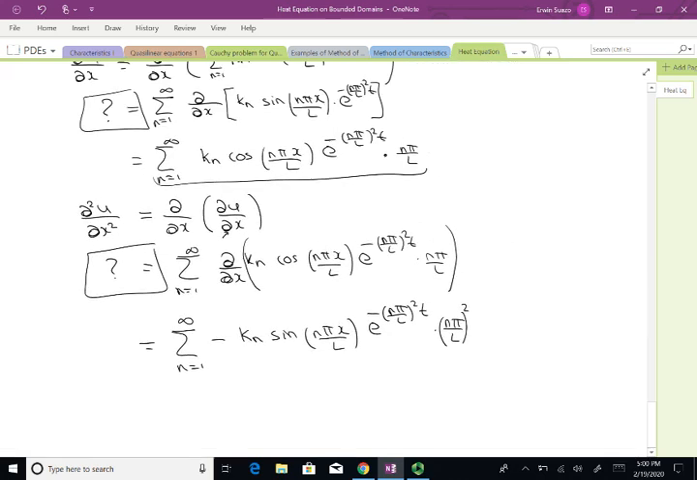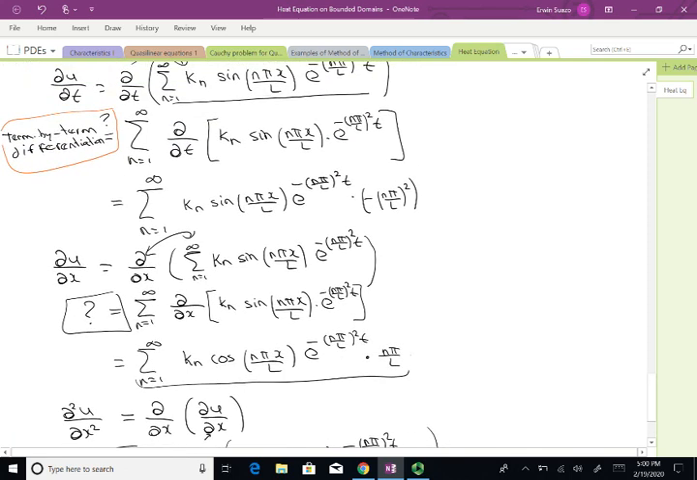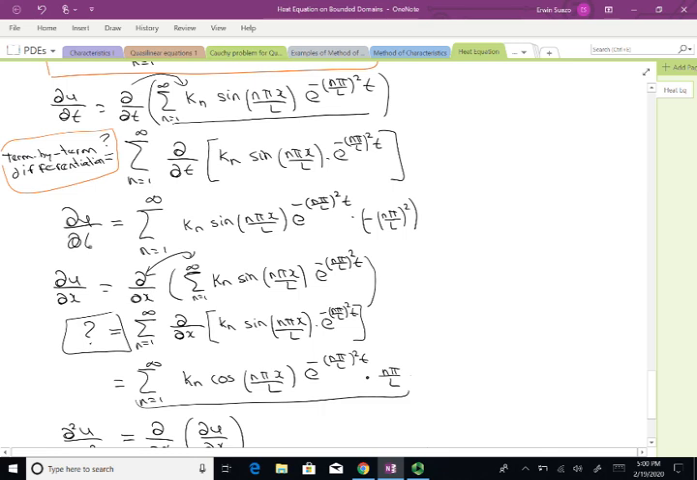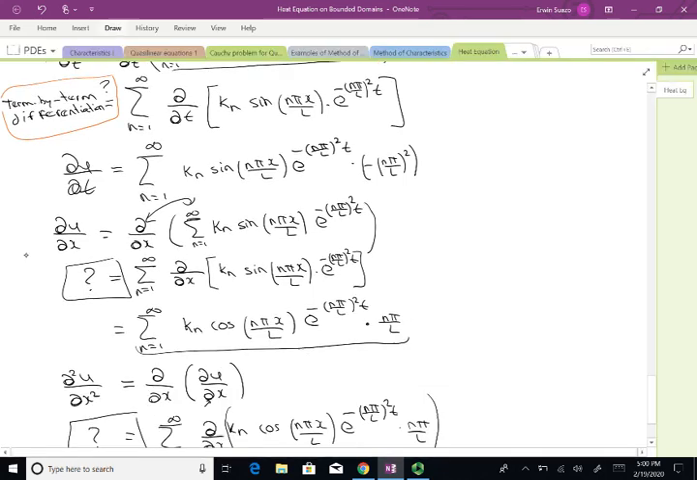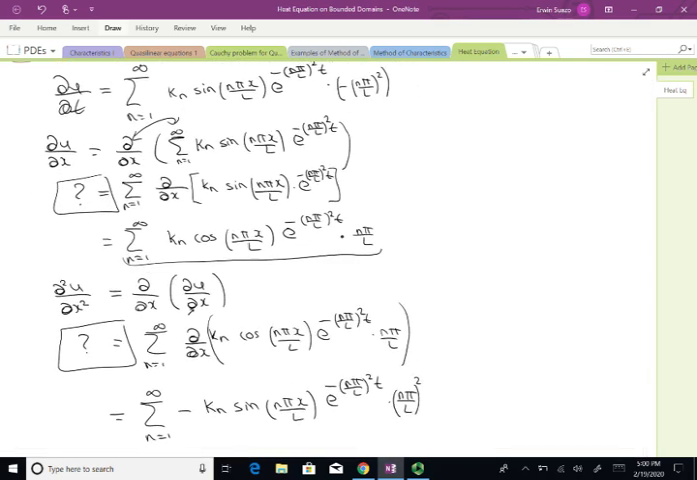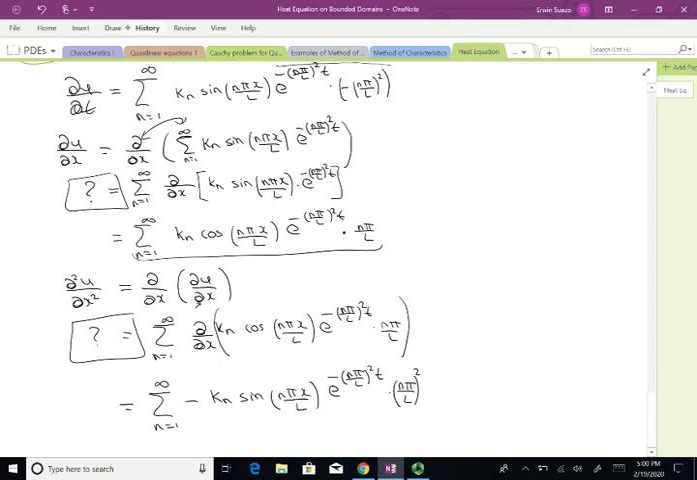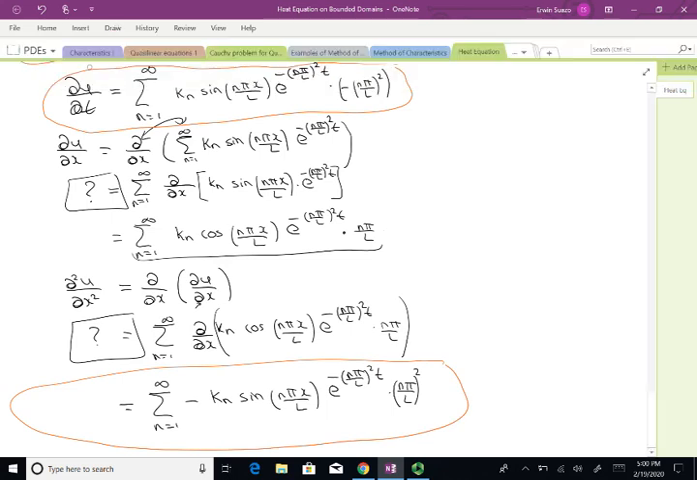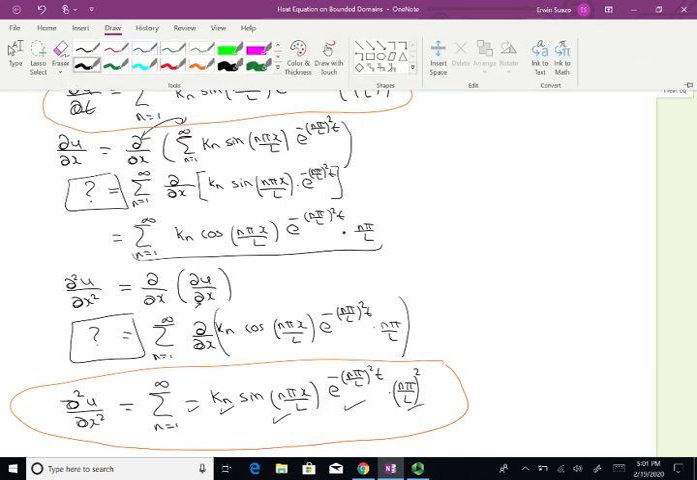So now I compare. Let's compare these two guys. I'm going to compare the derivative of u with respect to time, which is this guy, with the second derivative. I'm going to compare this guy, in orange, with this guy. This guy is the second derivative of u with respect to x. So minus n pi over L squared. So check. Sine n pi x over L, check. E to the minus n pi over L squared t, check. Okay, so the two things are the same.